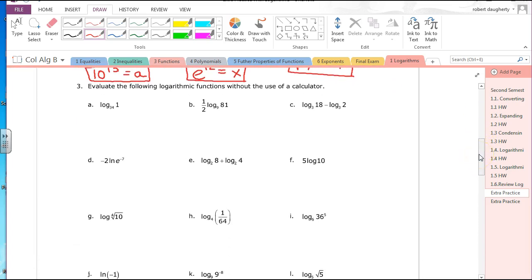Next set is evaluating logarithms without a calculator. I think we've done some of these in class. If I look at this, I don't know what this is. Let's say that it is x. That means that 34 to the x power equals 1. If that is true, then x has to be 0 because 34 to the 0 is 1. So x is 0 in this case.